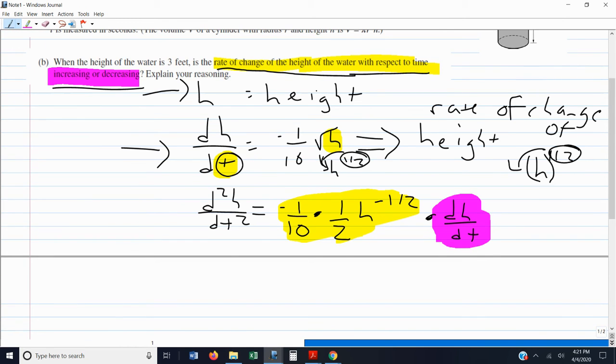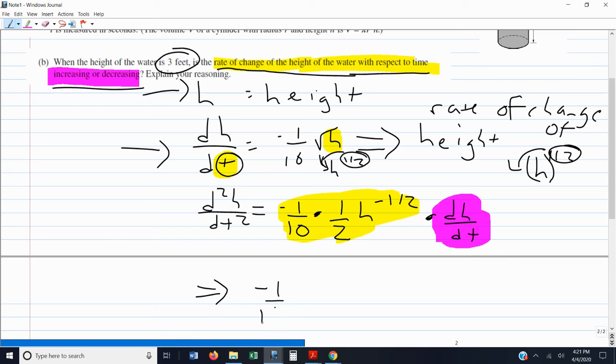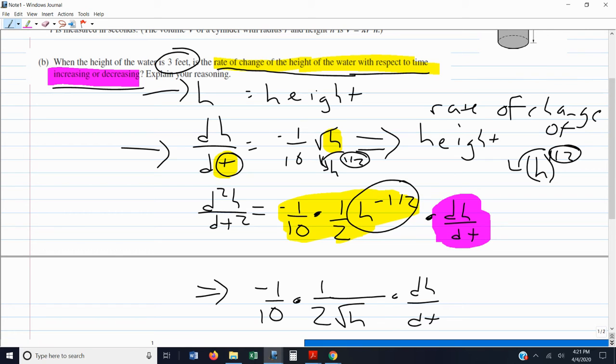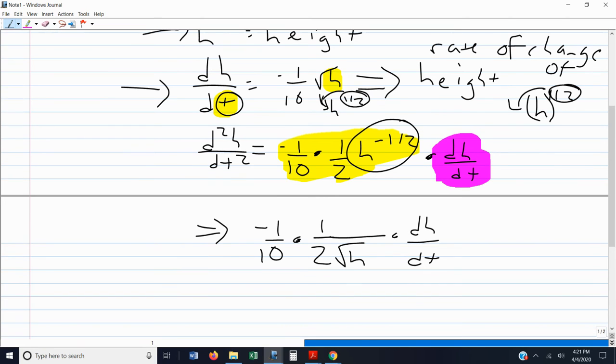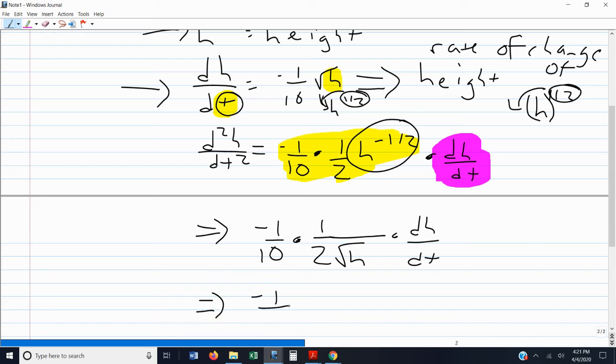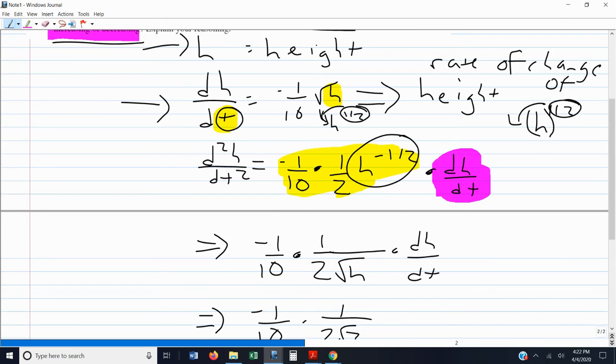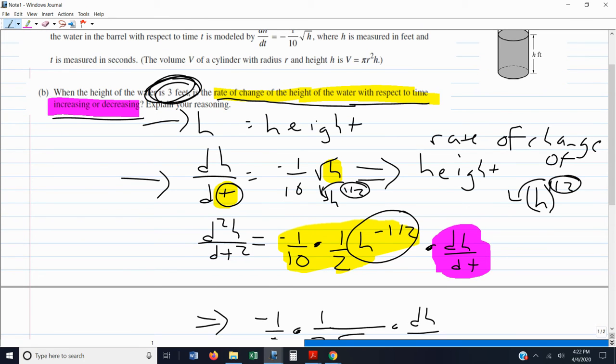And the last part, they are asking when the height of the water is 3 feet. So at that point, you would be plugging in. We have -1/10, we have 1/2. Let me rewrite this. So h to the -1/2, I moved it to the bottom and made it a +1/2 and went back to the square root notation. But we're plugging in the 3 now. The height is 3. That comes from right here, when the height of the water is 3 feet.